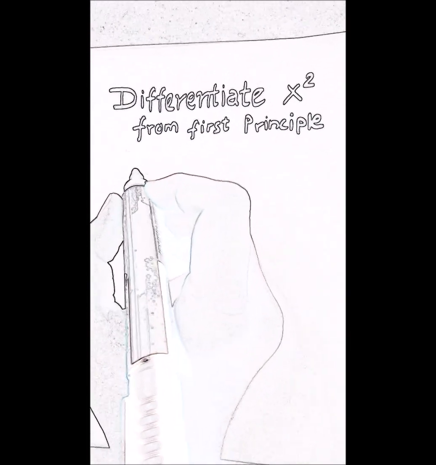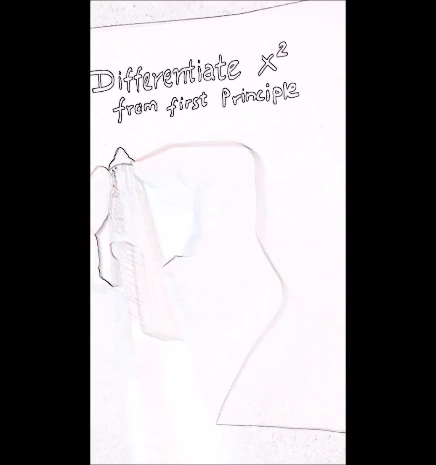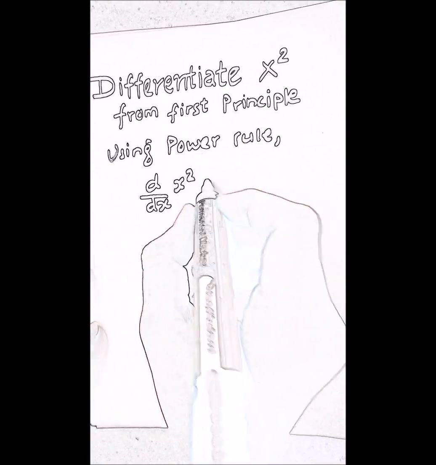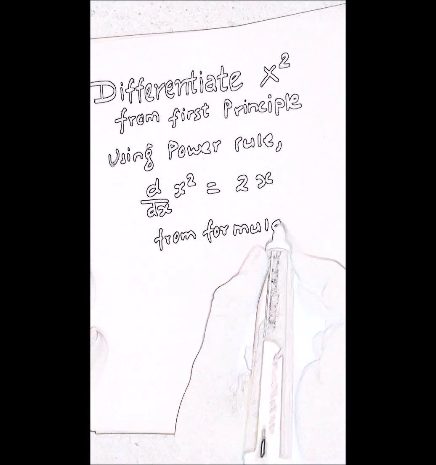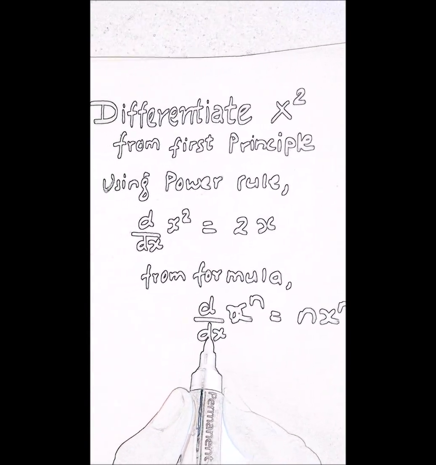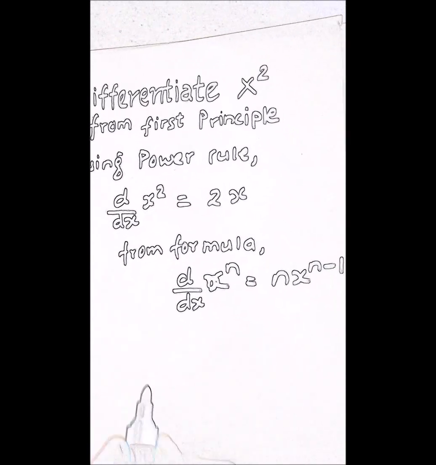In this video, I'm going to show how to differentiate x squared from first principle. Normally, we use the power rule to differentiate a function in the form of x to the power of n. So the derivative of x squared is 2x, and the derivative of x to the power of n is nx to the power of n minus 1.